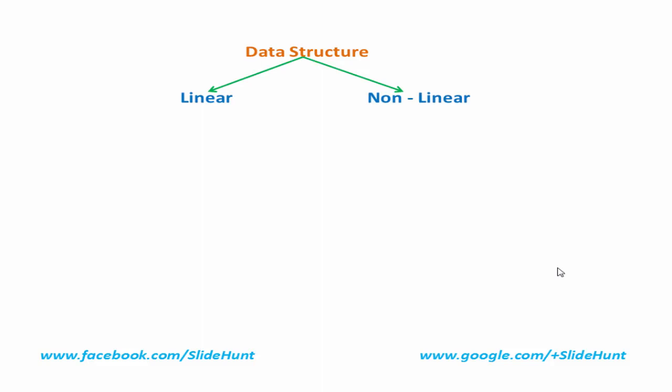Next, data structures are classified as linear and non-linear. Linear data structure means elements are stored in a sequence. Examples of linear data structure are array, stack, linked list and queue. Nonlinear data structure means elements are not stored in a sequence. Nonlinear data structures are tree, graph, etc. We study all these data structures in our upcoming lessons one by one.